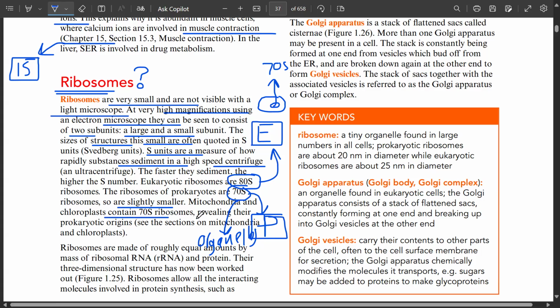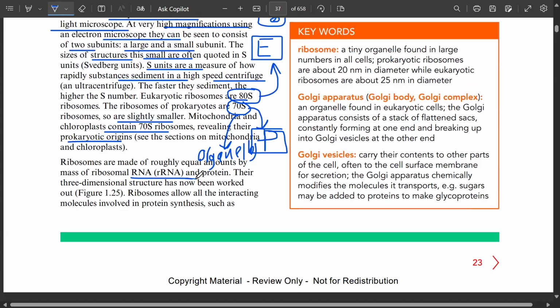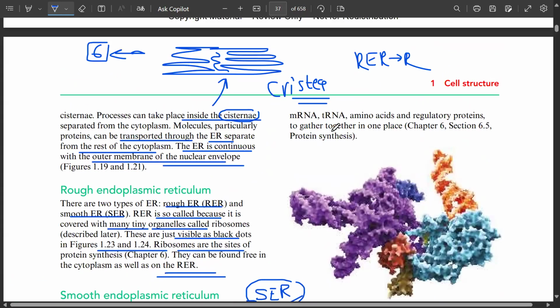Mitochondria and chloroplasts also contain 70S ribosomes, revealing their prokaryotic origins. That is why we see that these two organelles, the mitochondria and chloroplast, both originated from prokaryotes basically, and then they became a part of eukaryotes. Ribosomes are made up of ribosomal RNA, rRNA, and protein. Their three-dimensional structure has now been worked out, and ribosomes allow all the interacting molecules involved in protein synthesis, such as mRNA, tRNA, amino acids, and regulatory proteins, together in one place.